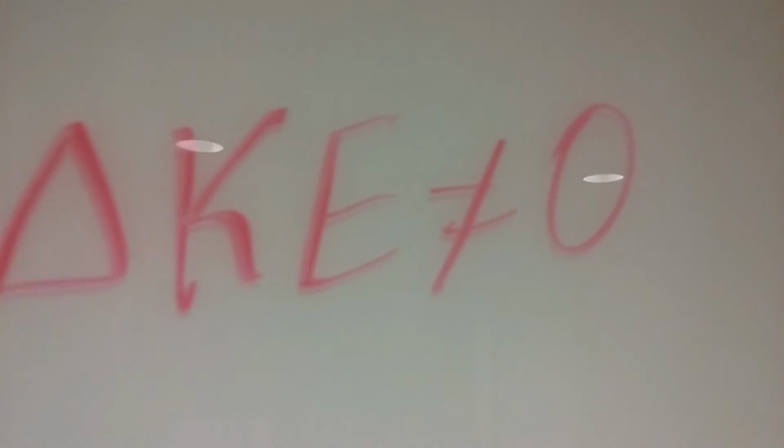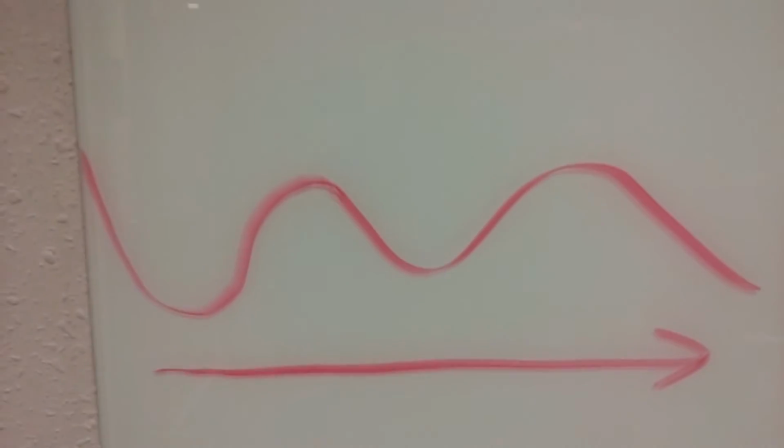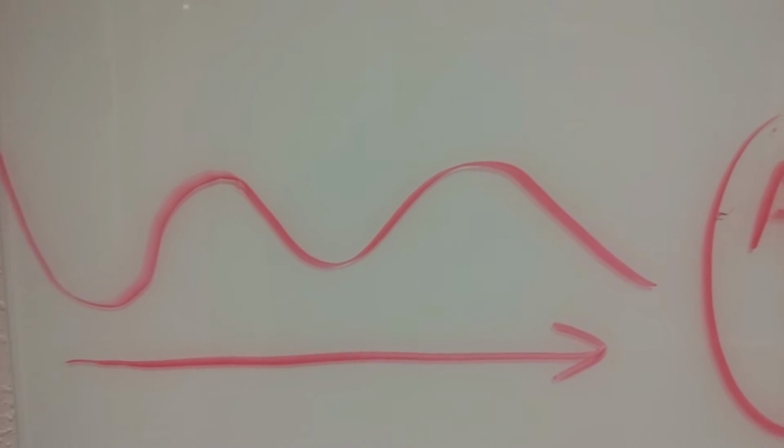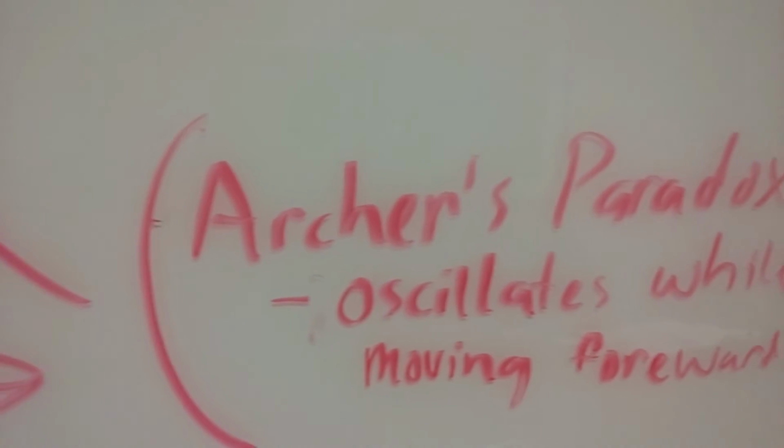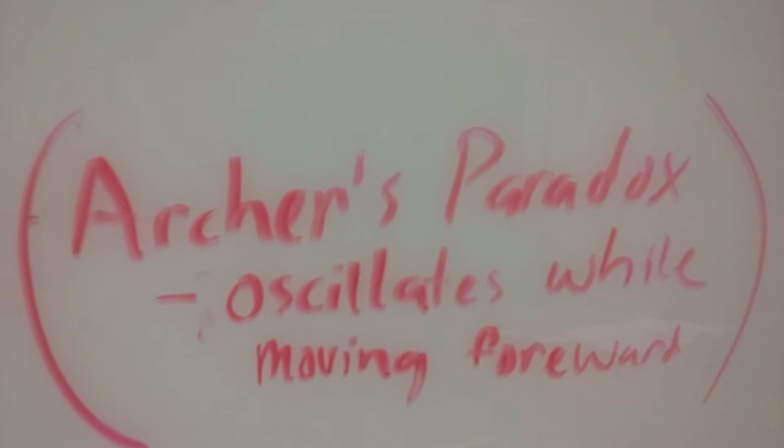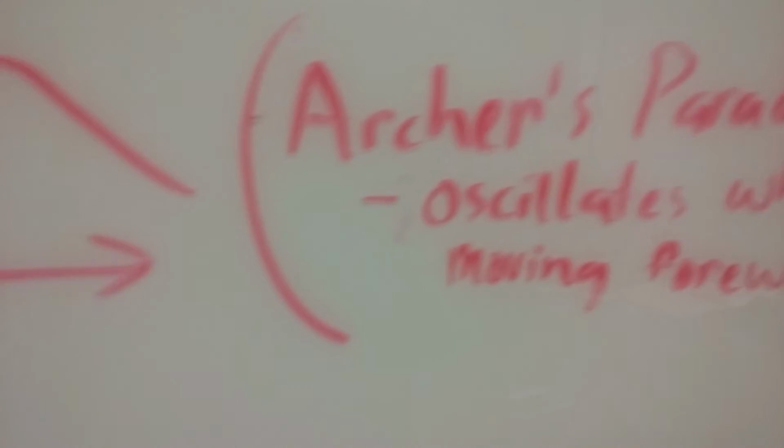Since the arrow will stick to the target, we will get a perfectly inelastic collision, which means momentum is conserved, but kinetic energy is not. Some of the kinetic energy is lost to other energies in the form of sounds, vibrations, and oscillations. Wait, the arrow moves forward but oscillates? That sounds like an Archer's paradox. Since momentum is conserved, we can maximize our penetrating force by making the arrow hit the target at a perpendicular angle.